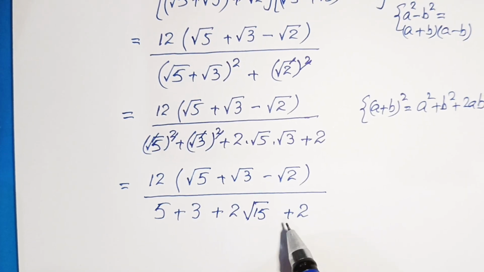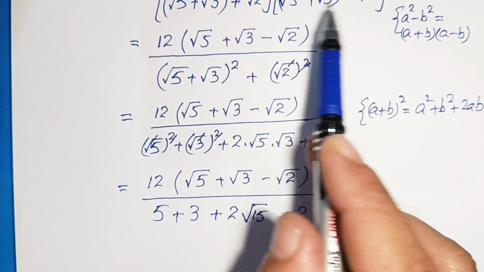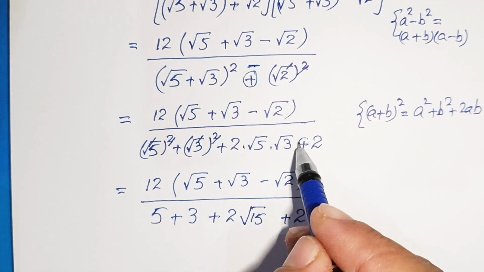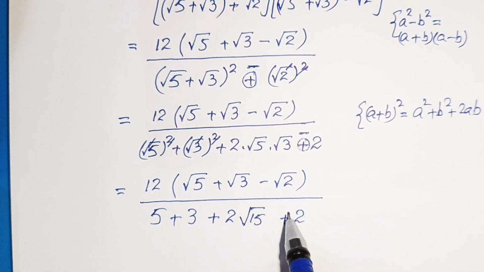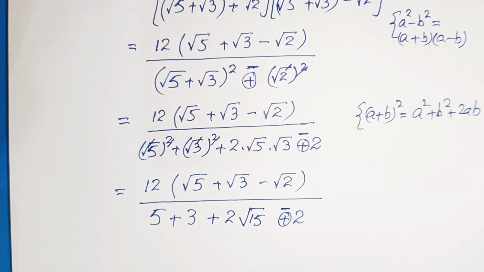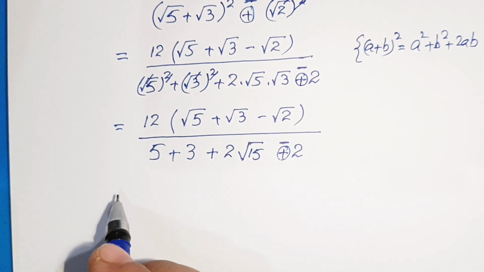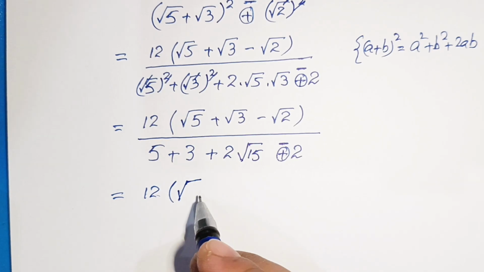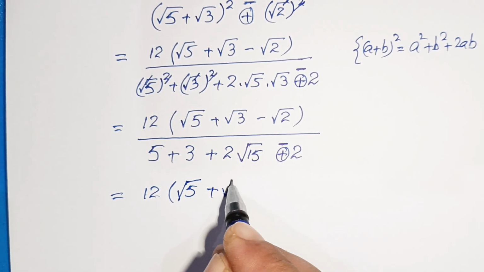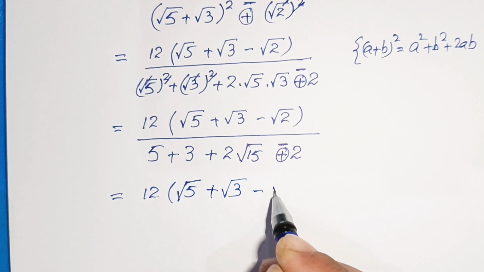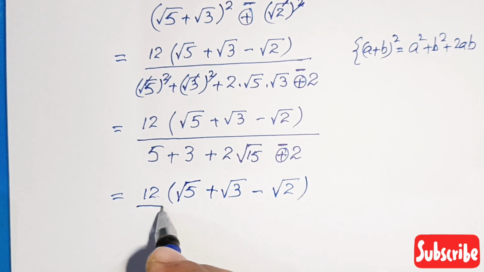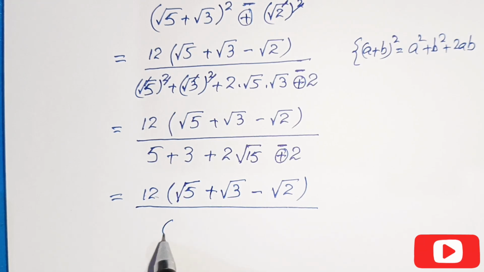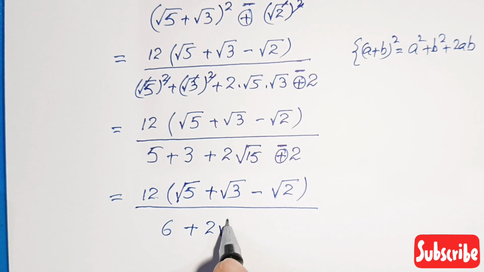So here there is no plus because here we have plus minus minus, so it is minus. Similarly it is minus, and here it is minus. Now we can write 12 times square root of 5 plus square root of 3 and minus square root of 2, all over. Here we have 5 plus 3 is 8, minus 2 is 6, and 6 plus 2 times square root of 15.